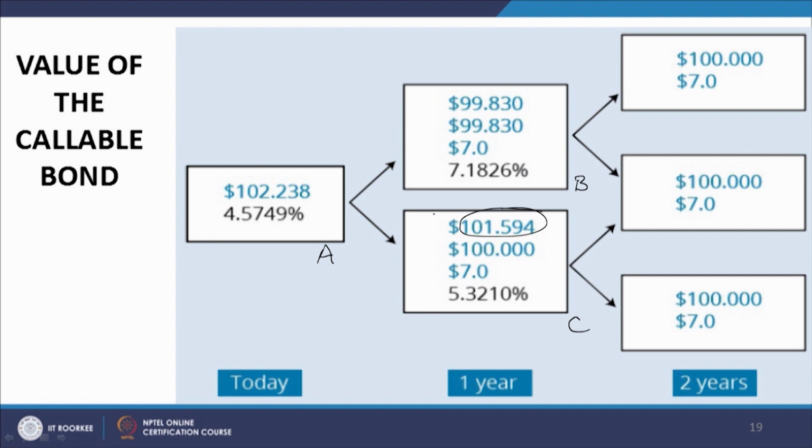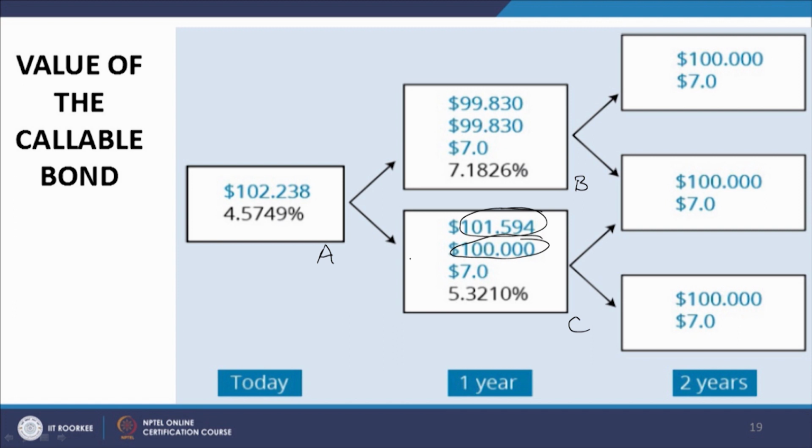However, when we look at node C, we find that the computed price is 101.594, which is more than the exercise price of the call option embedded in the bond, and as a result it would be in the interest of the issuer to exercise the call option. When he exercises the call option, he has to pay an amount of only 100, and as a result this 101.594 will be replaced by 100 in our calculations of the value of the bond at t equal to 0.